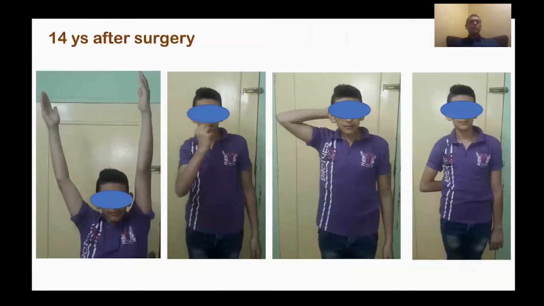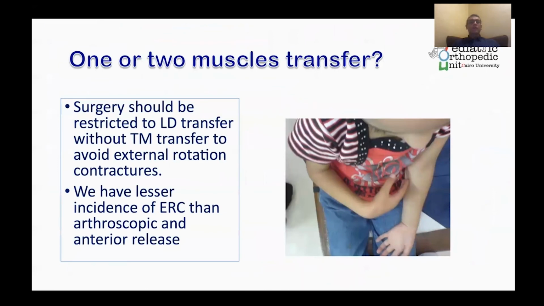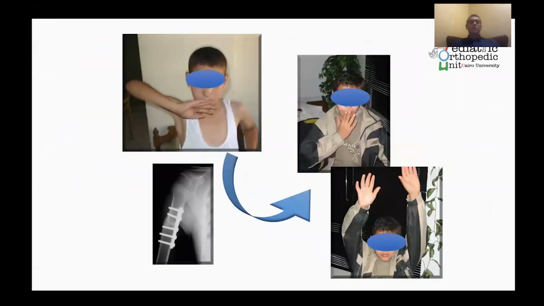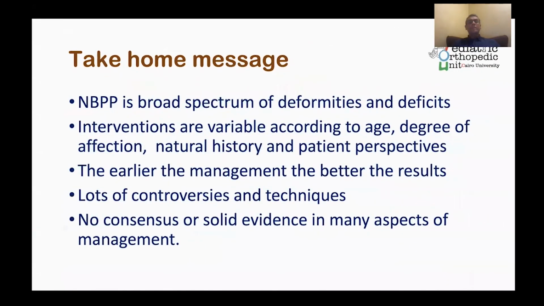I'm going fast because of the limitation of time. We have a paper published for tendon transfer to treat internal rotation contractures. It's preferred to do single muscle transfer, which is latissimus dorsi, and to avoid double muscle transfer. In older patients with deformity of the glenohumeral articulation or missed long standing dislocation, it's best to treat them with derotation osteotomy.